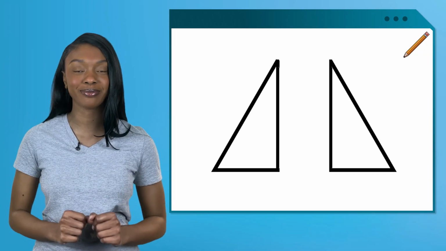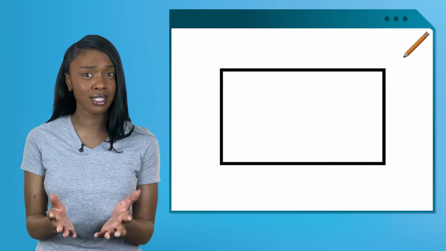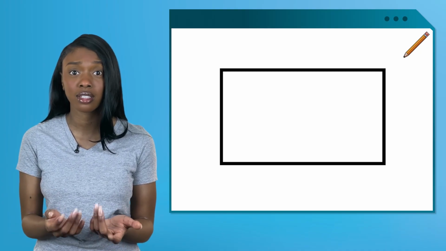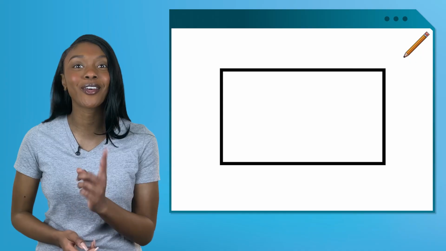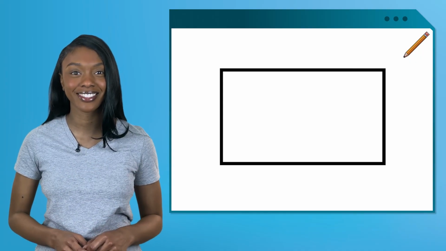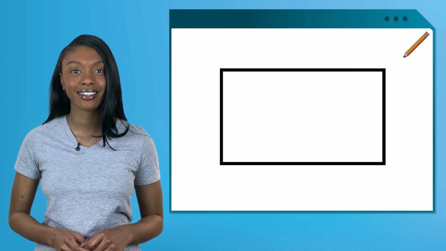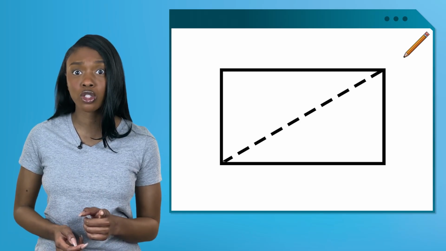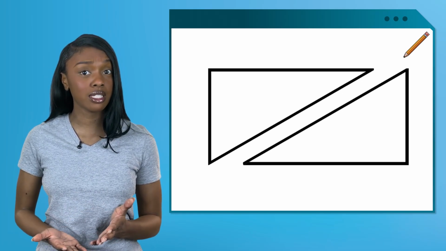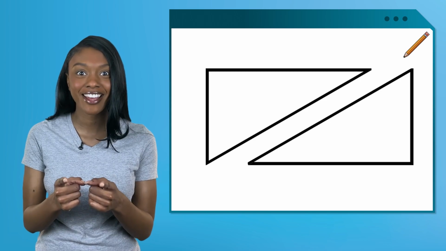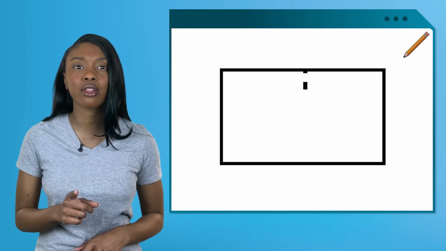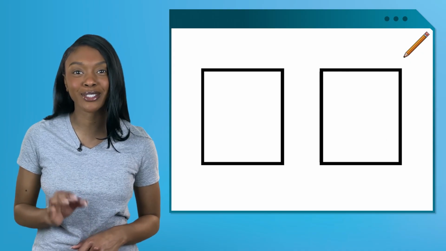Let's try a couple more. Do you think we can decompose a rectangle? Where could we cut this shape to break it apart? Try it out on your own first. What did you find? If we cut from one corner to the opposite corner, we get 2 triangles. What other ways can we cut it? Try cutting it straight down the middle to create 2 smaller rectangles.